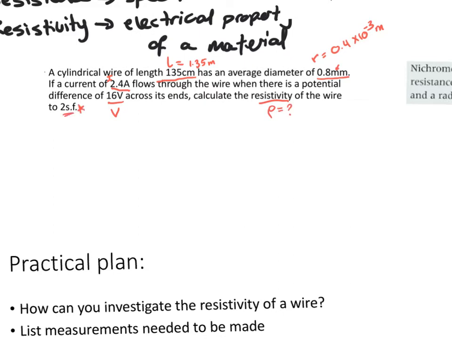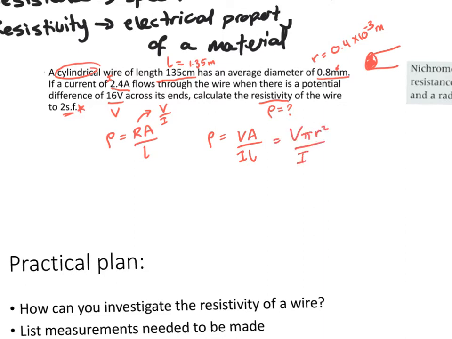So I underlined and labeled my values. You can make a list of them if it helps you. We know that resistivity can be calculated using RA over length. We also know that resistance is V over I. So if I substitute that in, resistivity is VA over IL. And I just simply have to place my values. But for the cross-sectional area, it's a cylindrical wire, so it will be the cross-sectional area of a circle, which is pi r squared. So pi r squared over IL.